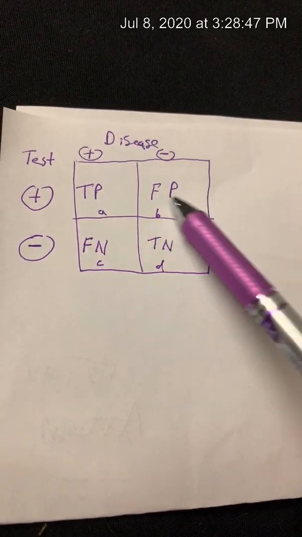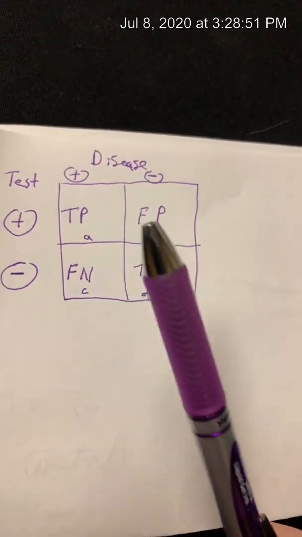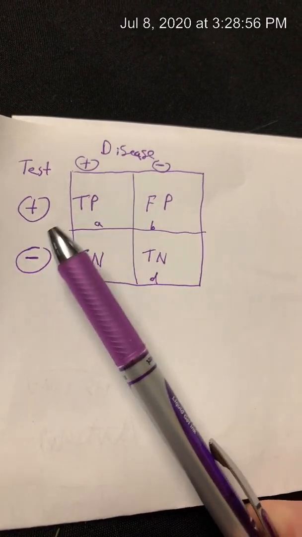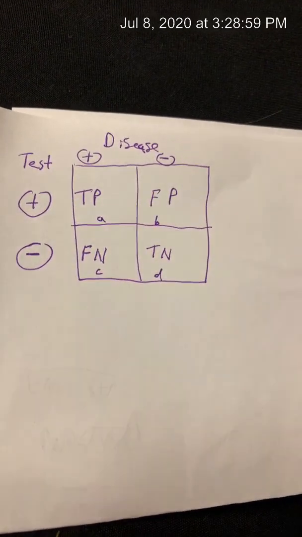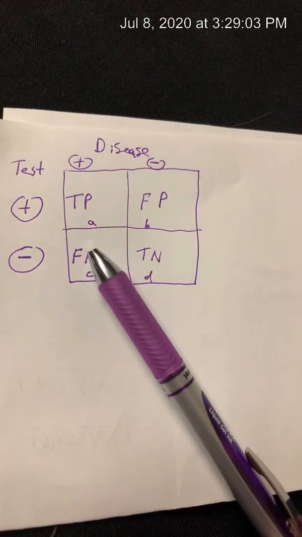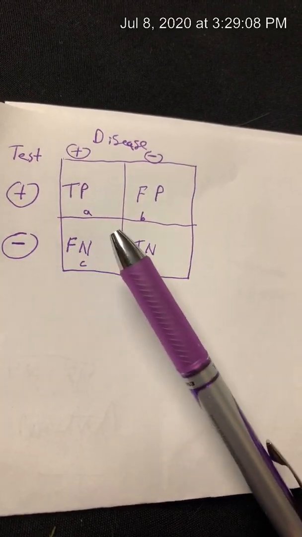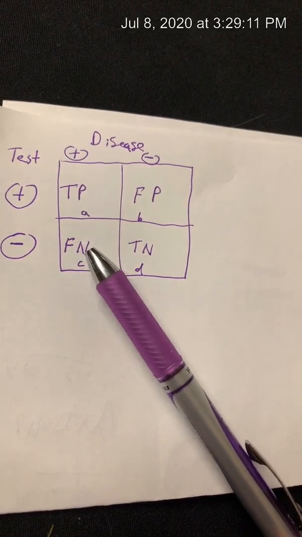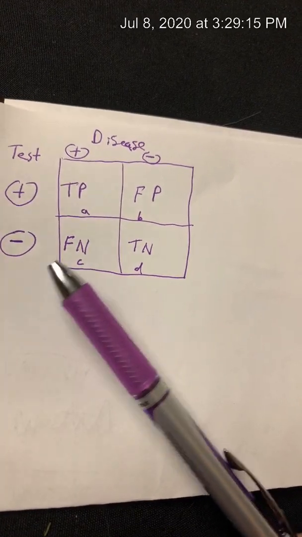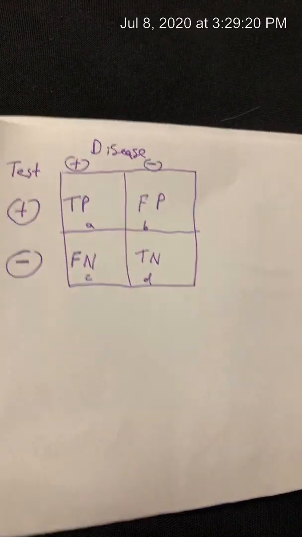So this gives you 4 possible situations. One situation is a true positive, meaning that the person that actually had the disease actually did test positive for it. You can have a false positive, meaning that the test was positive, but the person actually didn't have the disease. You can have a false negative, meaning that they really did have the disease, but the test was negative. And you can have a true negative, meaning that they didn't have the disease and the test was negative.